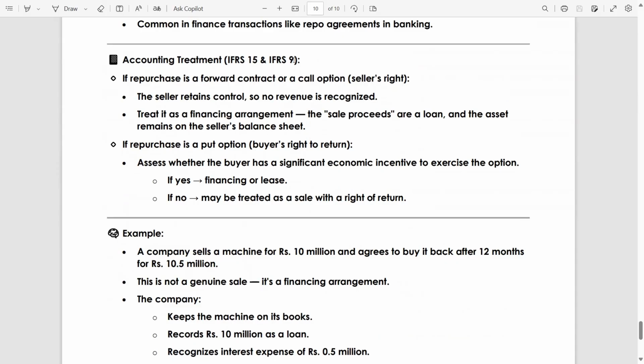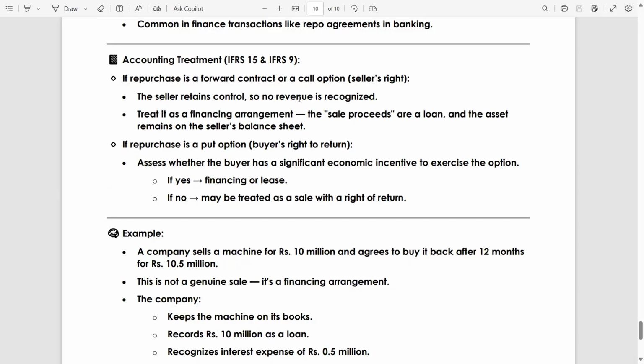Let's forget about IFRS 9 because we have not covered IFRS 9. If repurchase is a forward contract or a call option, means seller's right. In my example, you were the seller. The seller retains control, means you have control, so no revenue is recognized. Why? Because you have an option that you will get back the asset from me after a few months or a few years. So it's not a sale.